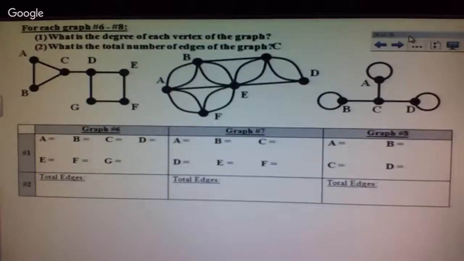All right. Take a look at graph 6. What's the degree at A? 2. B is 2. C is 3. D is 3. Careful, D goes to C, E, and G. Okay. E is 2. F is 2. G is 2. What's my total amount of edges? 8.